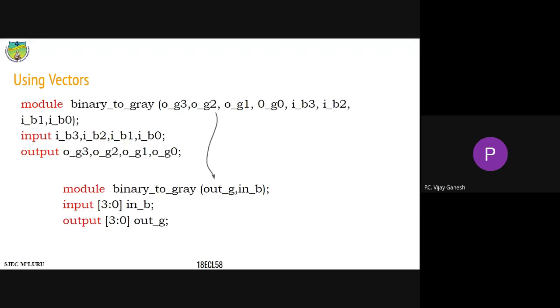So I have declared a vector of 4 bits. Similarly for the output, 3 to 0, that is again 4 bits. Now we will see how I can access the individual bits and write the code. Okay, so this is what we have discussed now.